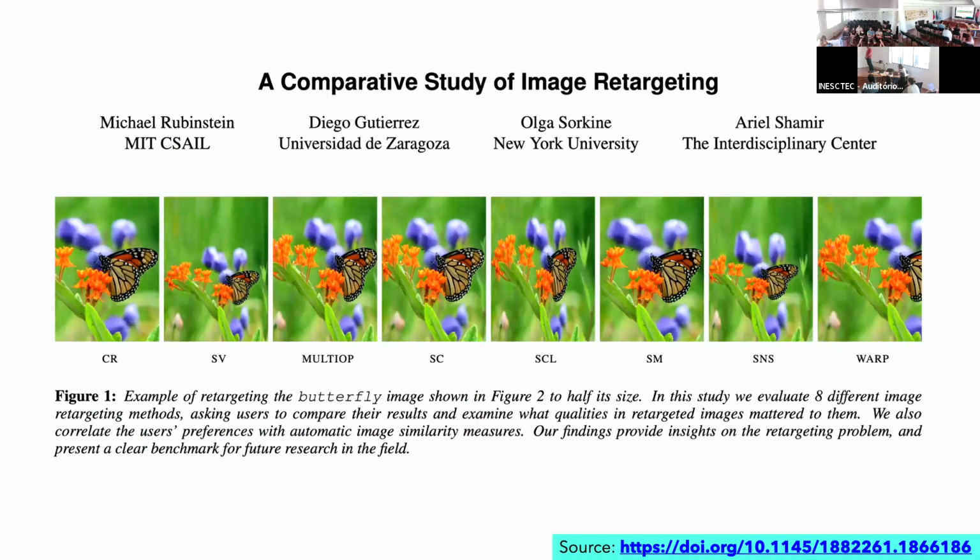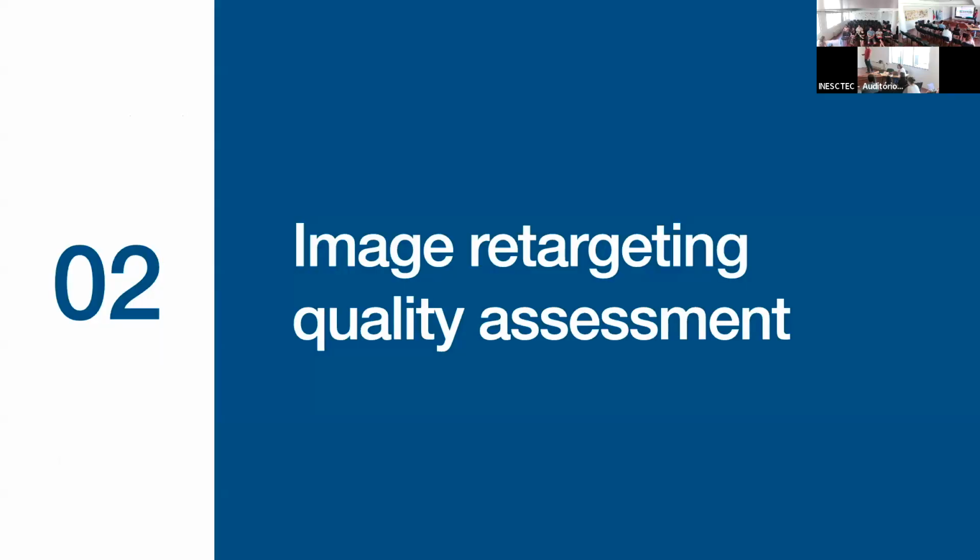But then later in 2010, I guess, this study, a comparative study of image retargeting, was released. We have about 11 types of algorithms that try to solve this image retargeting problem. And this study actually assessed those algorithms as an attempt to show which one is better than the other, so you can use them in real applications.